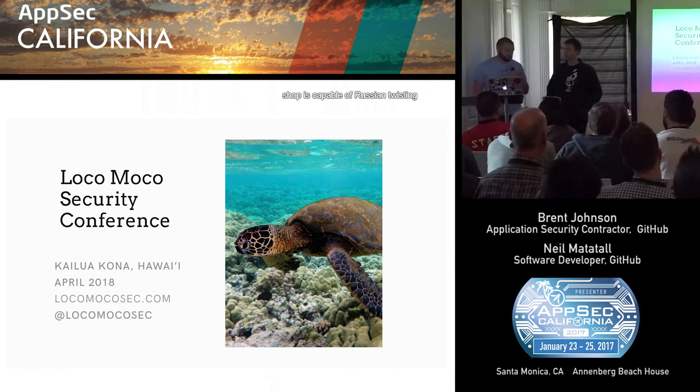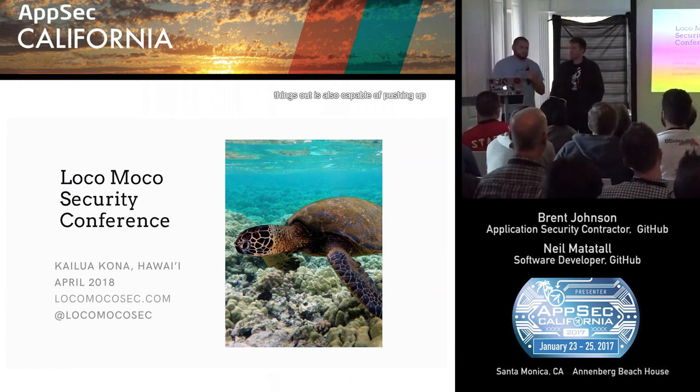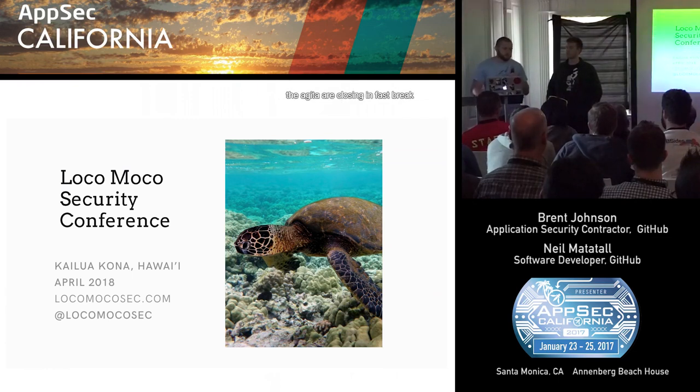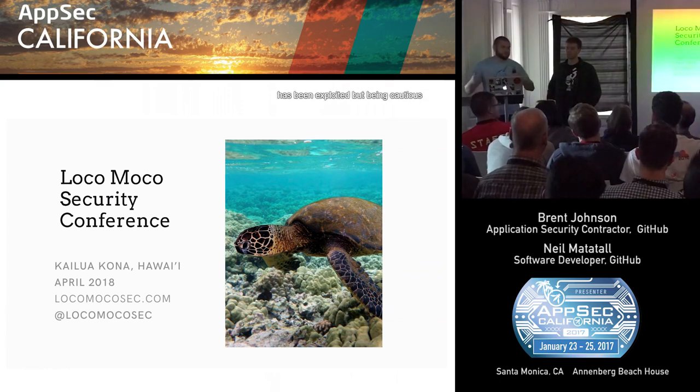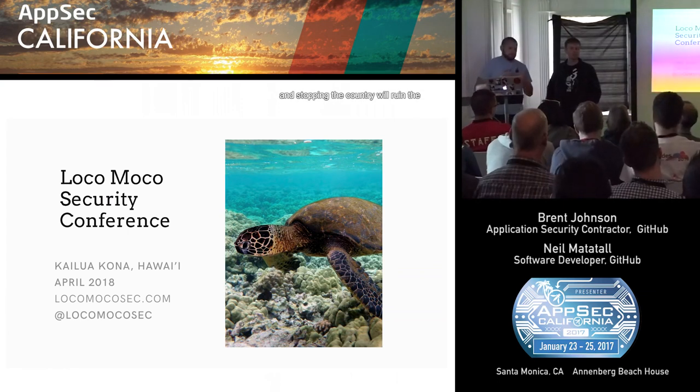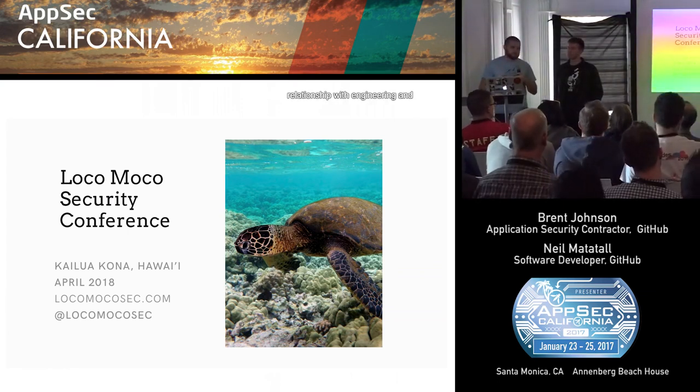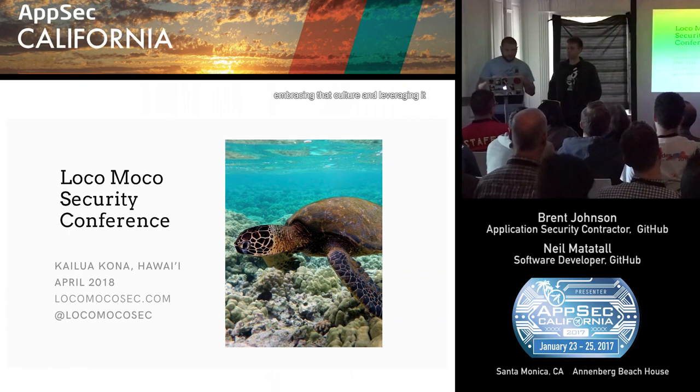An agile shop that is capable of rushing and pushing things out is also capable of pushing out security fixes just as fast. I think that the agile workflows and this move fast and break things approach is exactly the way it should be. You're not going to catch everything, and if a bug is out on the internet for a little while and doesn't get exploited, it's not a bad thing. Only exploited bugs are bad, and yes, we cannot know if every bug has been exploited. But being cautious and stopping the company will ruin the relationship with engineering, and embracing that culture and leveraging it is amazing.